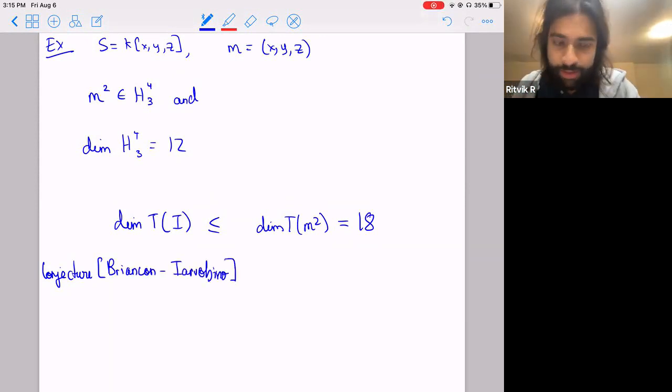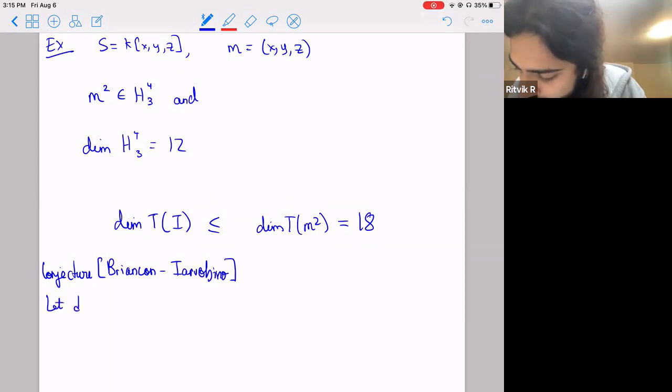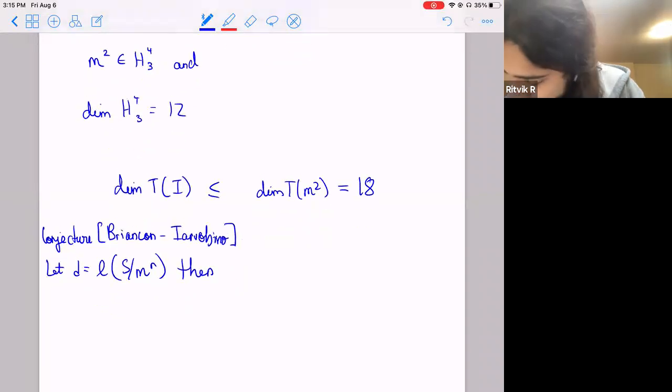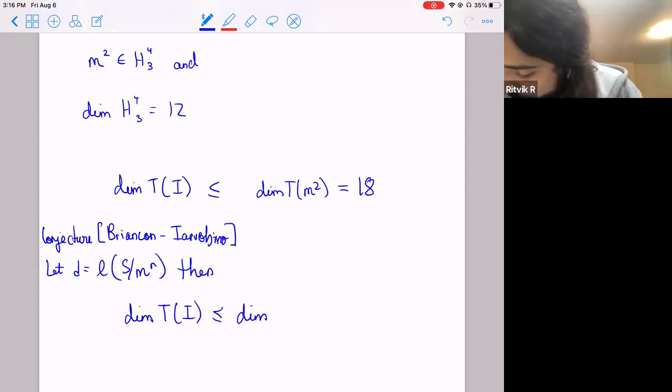So they state the following. Let D be the colength of any power of the maximal ideal. Then for the Hilbert scheme parameterizing length D subschemes, where D is this, you have the following bound.